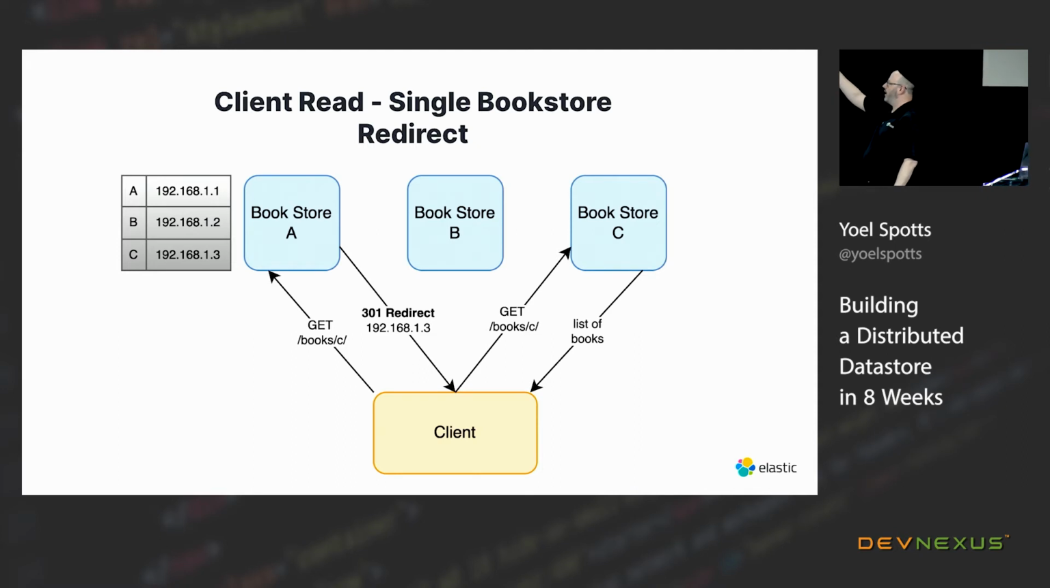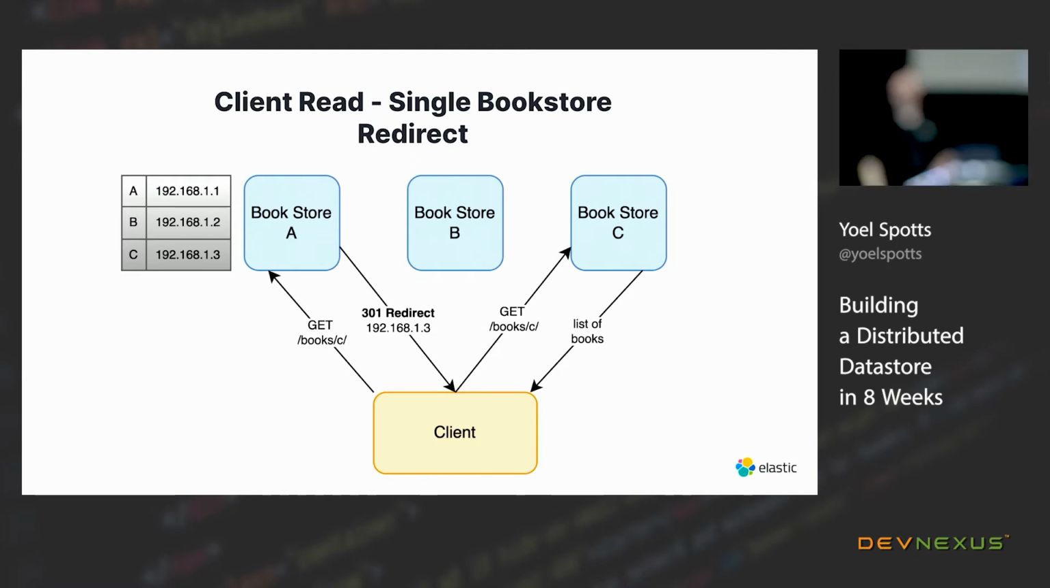So bookstore A will respond with a 301, which is a redirect, and because it knows where bookstore C is, the IP address, it can say, here, go fetch the information from the other bookstore. So in this case, we're taking the burden away from the server and placing it on the client. So this is one strategy that we can employ in a distributed system to give the client the information that it needs.